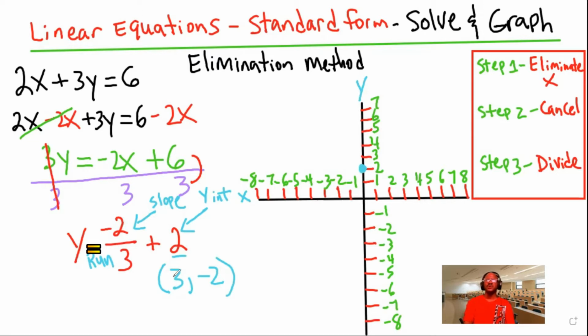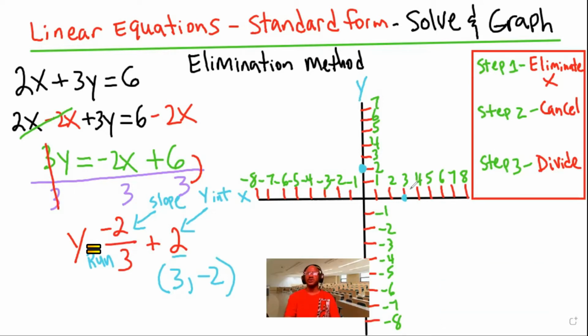Then the next thing we want to do is our run and our rise. So our run is 3. So from this point right here, the y-intercept, we're going to go over 3. And then what does the next number say? The next number is negative 2. So we're going to go over 3, down 2, and that puts us there. We do the same thing again so we can get a third point here. So we're going to go over 3, and down 2. And there we go. And now we're ready to graph. So let's go ahead and graph.